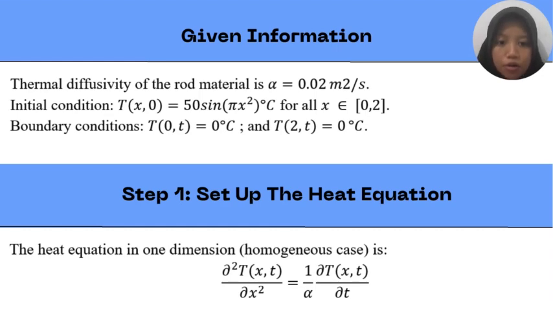To find the solution, we need to set up the heat equation first. The heat equation in one dimension for the homogeneous case is ∂²T(x,t)/∂x² = (1/α) ∂T(x,t)/∂t.